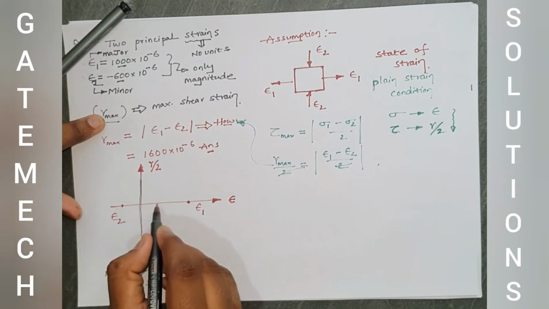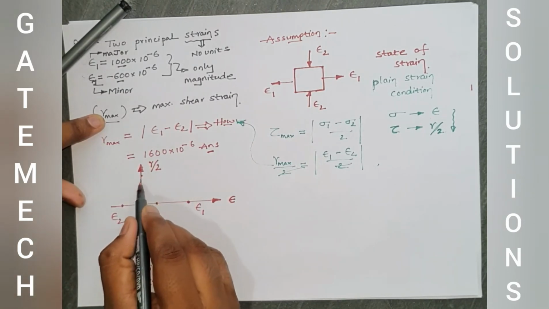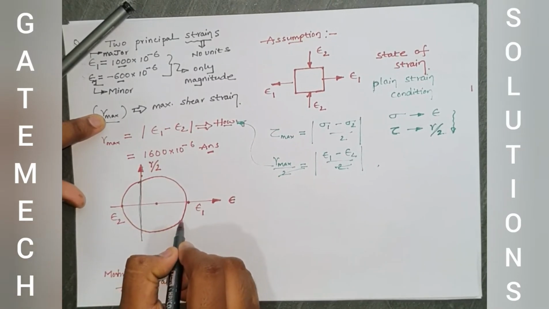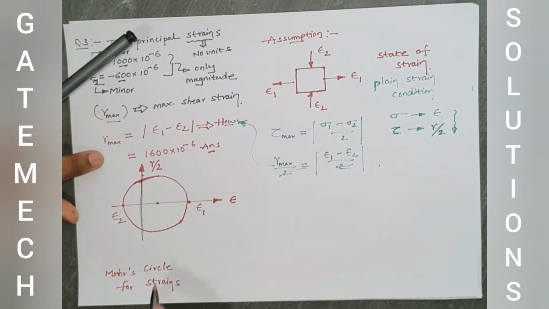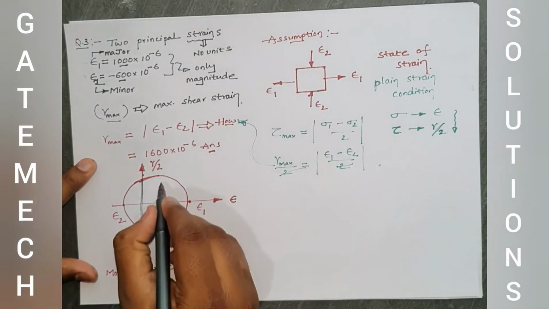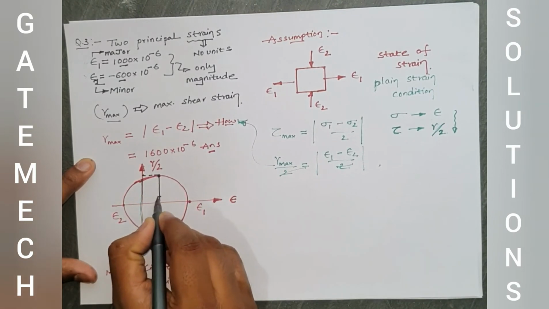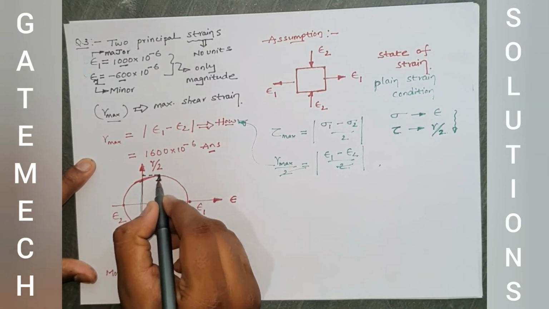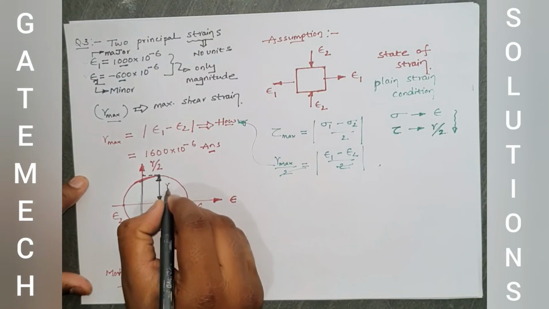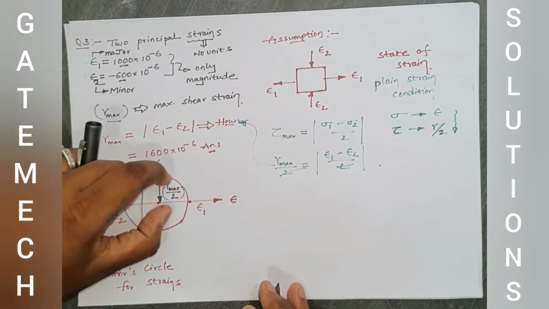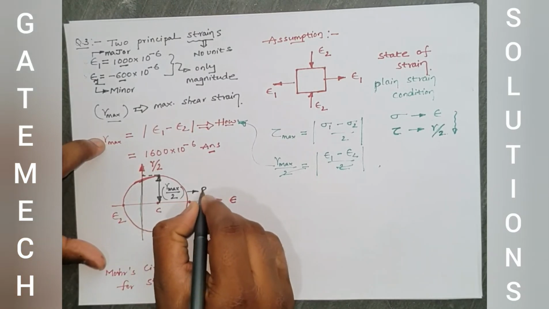By using these 2 points we can find the center. From the center we can draw one circle, the Mohr circle we can call it. This is the center of the Mohr circle. The properties of the Mohr circle for stresses I am going to discuss in other programs. Here, this is gamma max divided by 2. This height, can we say this height is exactly the radius of the circle?